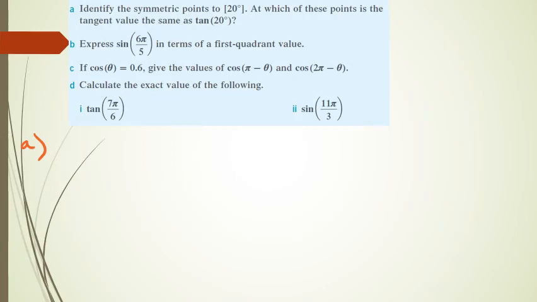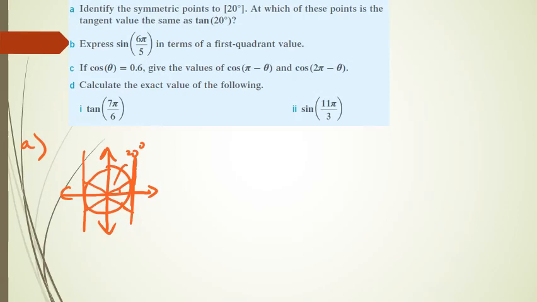These are all actually the same. Do you want me to go through them? I'll just go through them anyway. Alright, identify the symmetrical points to 20 degrees. At which point are these values the same as tan of 20? What this is telling you is draw all the different triangles and show what it is. If that's tan of 20, then that's also tan of 20, that's also tan of 20, that's also tan of 20. Each one of these being 20 degrees. Technically it's actually here, but anyway.